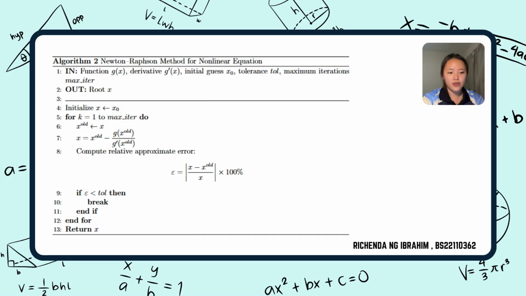Before I present further, we are going to look at the algorithm of Newton-Raphson. The idea is simple. We start with a guess, use the function and its derivative to get a better guess, and repeat until we are close enough. So these are the formulas, and we stop when the relative error is small.